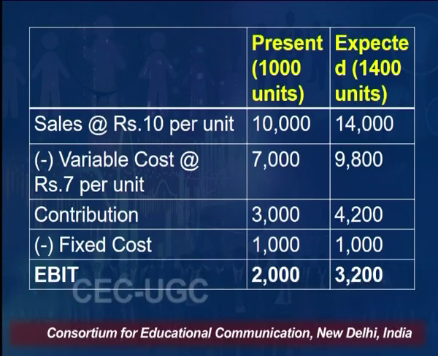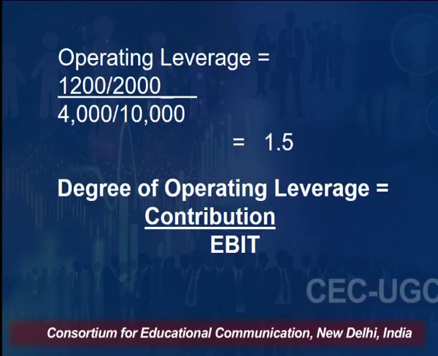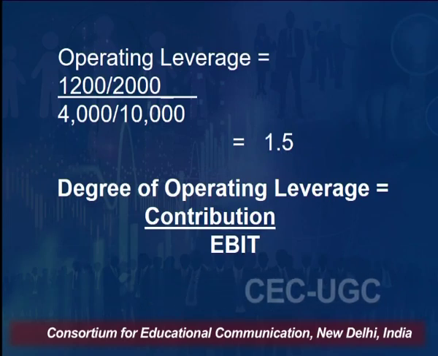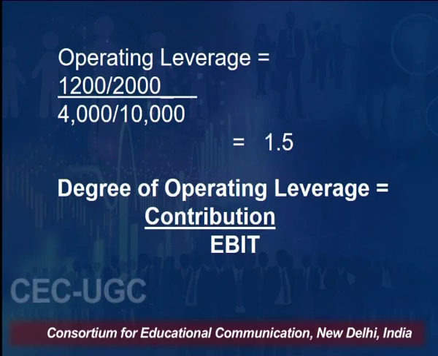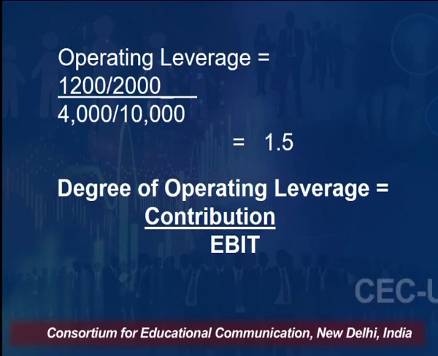So, the change in EBIT from present to expected situation will be 1,200, because EBIT is increasing from 2,000 to 3,200, whereas the change in sales will be rupees 4,000, because sales will increase from 10,000 to 14,000. Using these values, we can calculate our operating leverage, which is equal to 1,200, the change in EBIT, divided by original EBIT, that is rupees 2,000. This whole value is divided by change in sales, that is 4,000, further divided by rupees 10,000, which is our present scenario sales. Using this, we have calculated our operating leverage, which is 1.5.